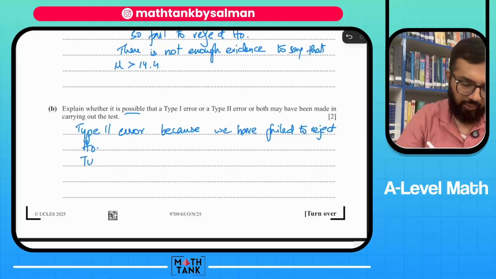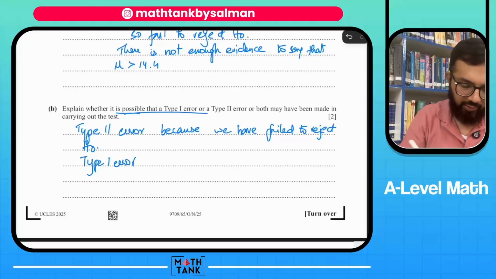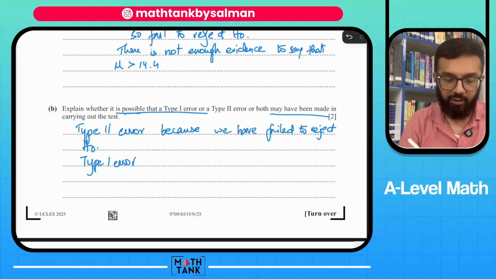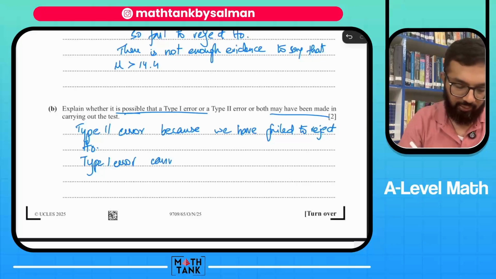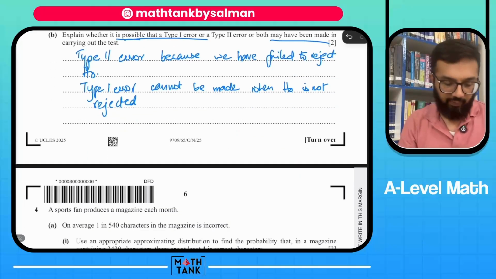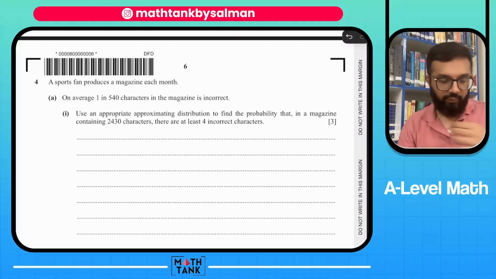Okay, this is strange. This marking scheme is also asking me whether it is possible or both may have been made. Okay, so I have to justify the both part as well. Type 1 error cannot be made when H naught is not rejected. So unusual. I've never seen that happen on the marking scheme ever, but this one is asking you to do that. Okay, quickly on to question number 4 now.